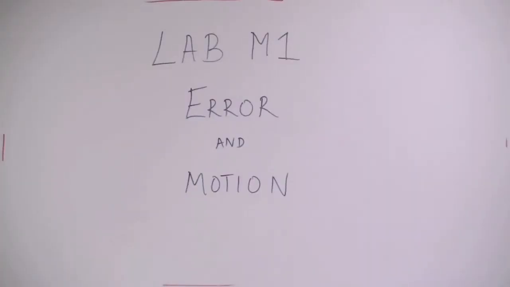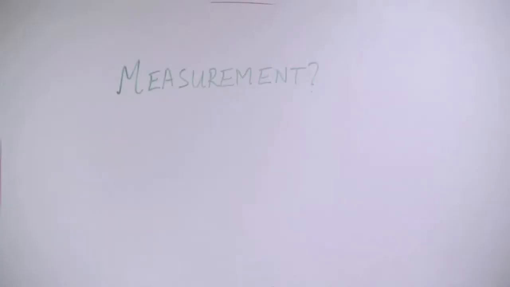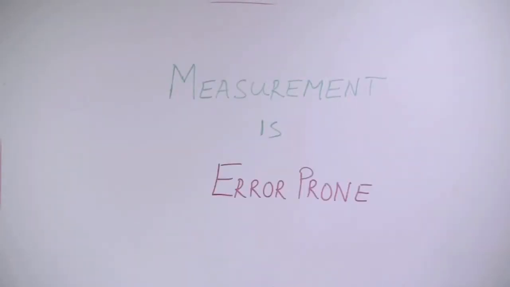Welcome to Lab M1. In this week's lab, we'll discuss error and motion. To begin with, we'll answer the question, what is measurement? Measurement is an estimate of the measured quantity. We use the term estimate because measurement is prone to errors.